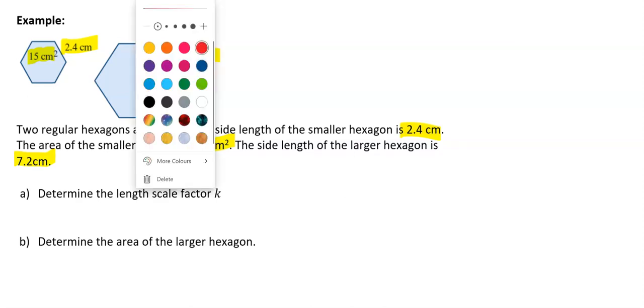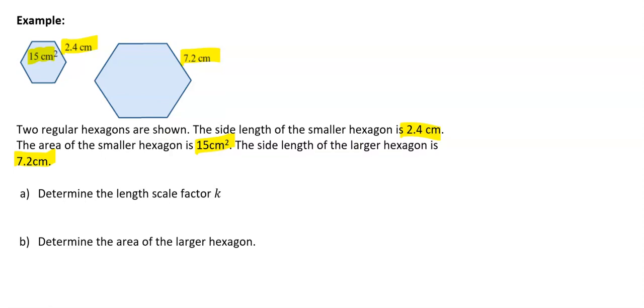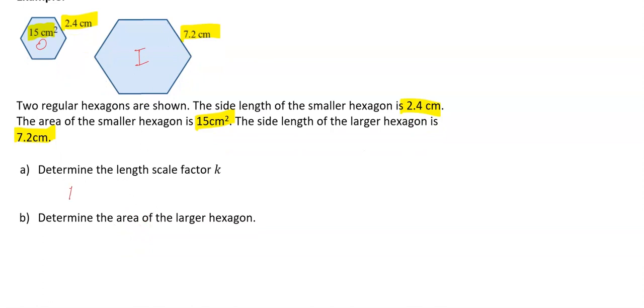To do this, we have to decide on the image and the original. This is going to be our image, and the reason for that is because they're asking us later on to work out the area of this shape. So that's where our unknown is, and our original is the one there. To get k for length, you do image over original, which is 7.2 over 2.4. Check the units are the same, centimetres is good, and that gives us 3 as the scale factor.